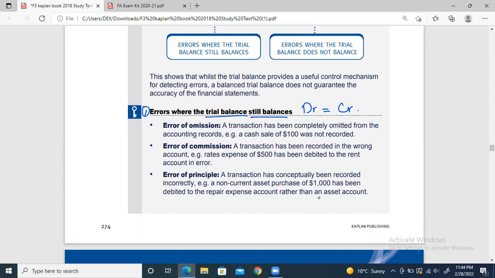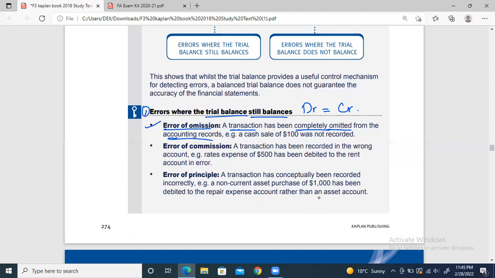Now, the first kind of error here is the error of omission. We need to remember that here the trial balance is still balancing. Omission basically means to forget something. So a transaction has been completely omitted, that means forgotten, from the accounting records. This means we have not even signaled to the accounting records that this transaction is happening.